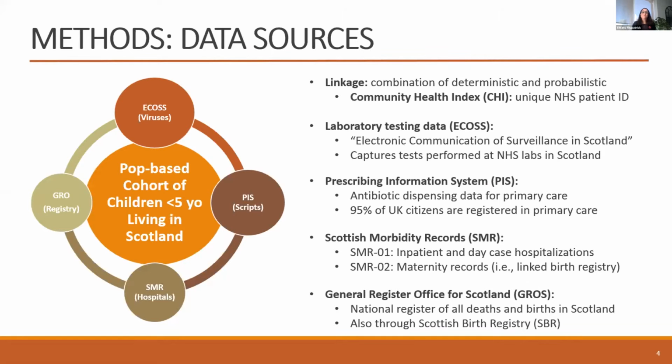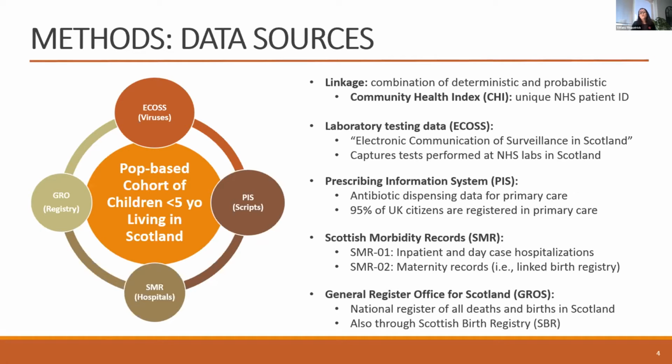So to do this, we included a number of data sets, and these were all linked at the individual level using something called the Community Health Index. So this is a unique patient identifier through the National Health Services in the UK. We identified all laboratory testing through tests that were done by NHS labs across Scotland through what's called the Electronic Communication of Surveillance in Scotland, or ECOSS dataset. And we identified all antibiotics that were dispensed in primary care through what's called the Prescribing Information System. And this captures all UK citizens that are registered in primary care, which is approximately 95% of UK citizens.